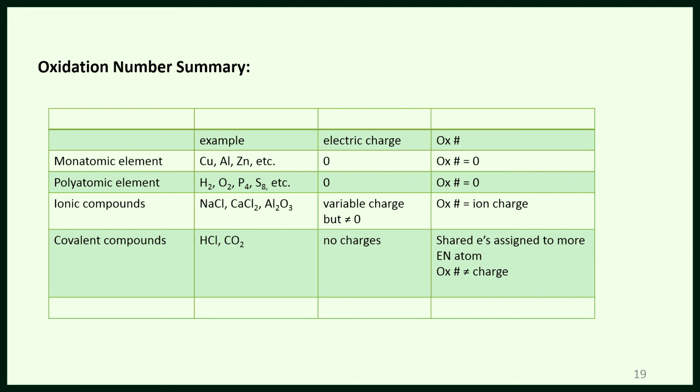And finally, covalent compounds like HCl, carbon dioxide, hydrogen sulfide, etc., well, they have no charges in them. They're not ionic. In these compounds, the shared electrons, the bonded electrons, are assigned to the more electronegative atom. The oxidation number is not equal to the charge because no charges are present. You simply have to calculate them.